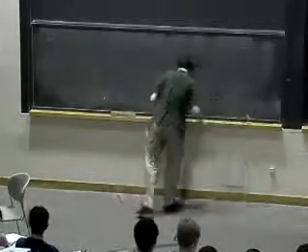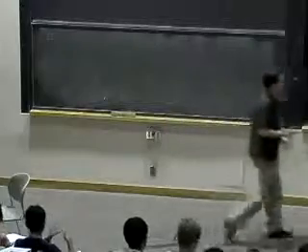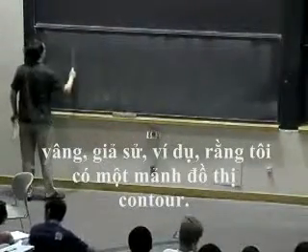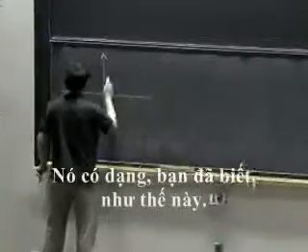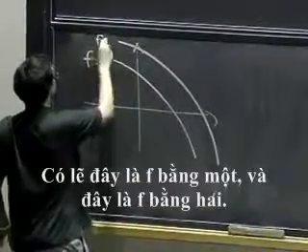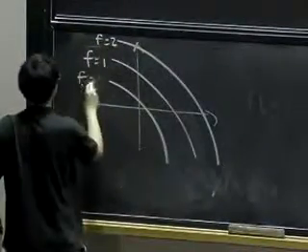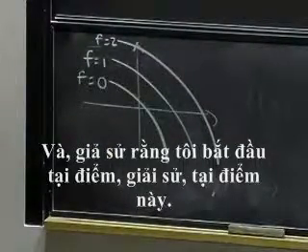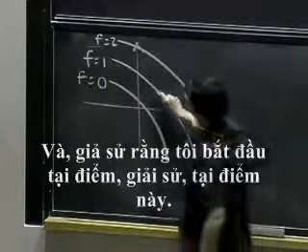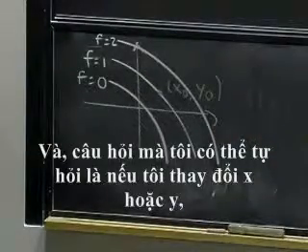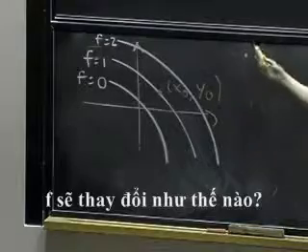Okay, so say, for example, that I have a piece of contour plot that looks like that. Maybe this is f equals 1, and this is f equals 2, and here this is f equals 0. And let's say that I start at a point, say at this point. So here I have x0, y0, and the question I might ask myself is, if I change x or y, how does f change?